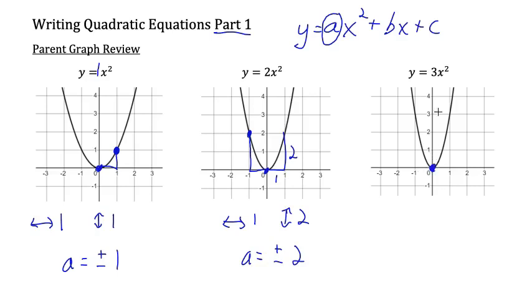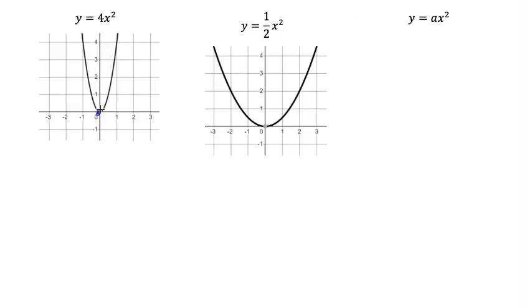And notice in this family related to y equals 3x squared, if we go over 1, we go up 3. So any parabola with this characteristic will have an a value of positive or negative 3, depending on if it's right side up or upside down. It even works when we go to a equals 4, over 1 up 4. So any parabola in this family with that same characteristic will have an a value of positive 4 or negative 4 if it's upside down.